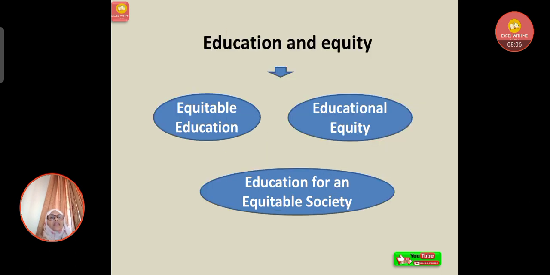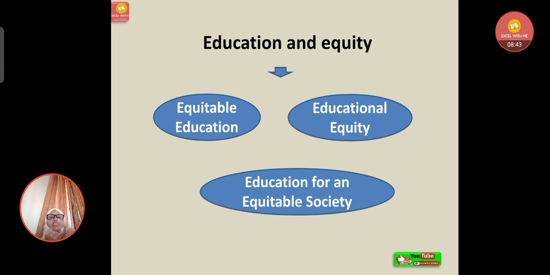So now let's understand education and equity. What are the connotations here? Equitable education by ensuring equality of opportunity for all children, including those from educationally marginalized groups, that is education for equity with an emphasis on diversity. Secondly, educational equity by ensuring participation of children from all marginalized groups in that equitable education, that is equity in education with an emphasis on relevant diversity.